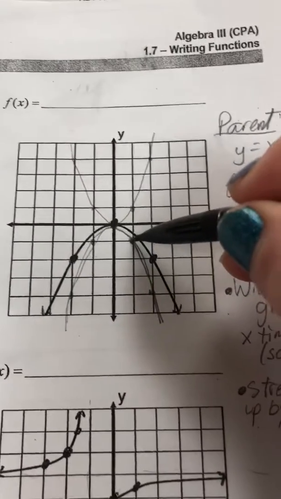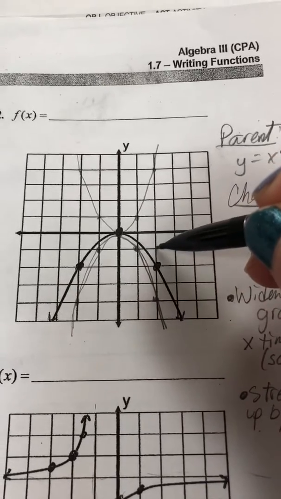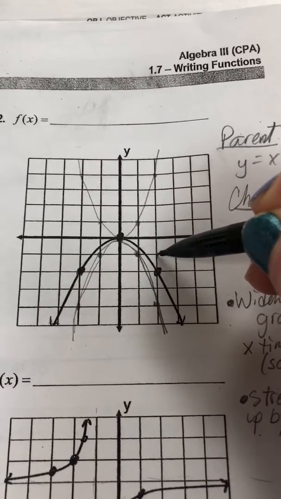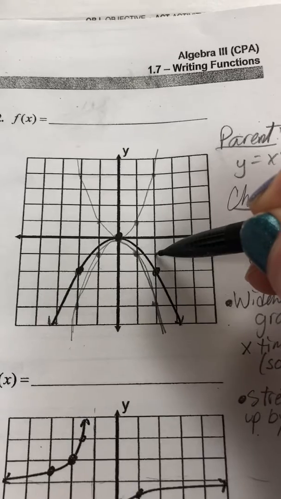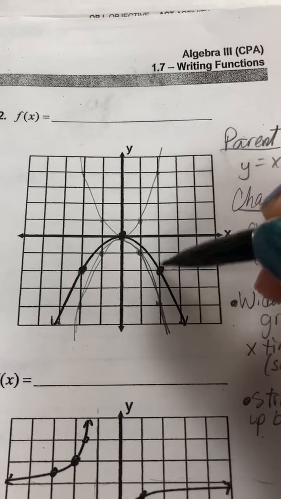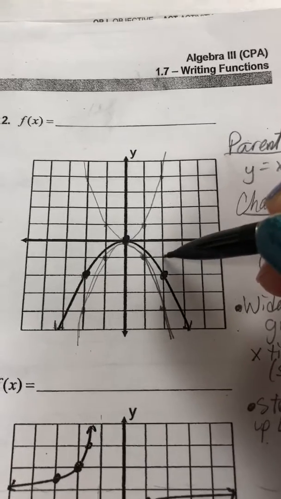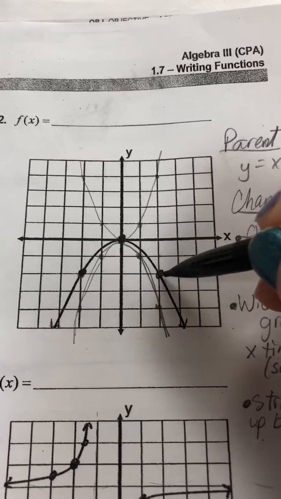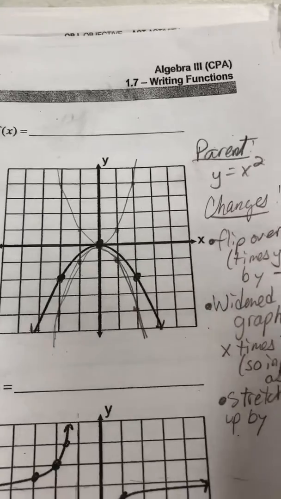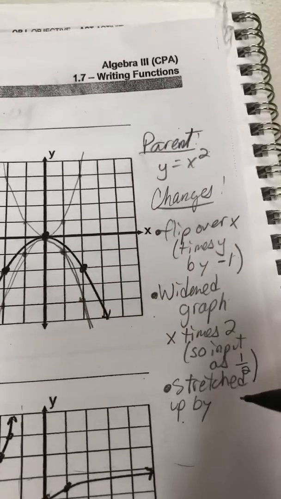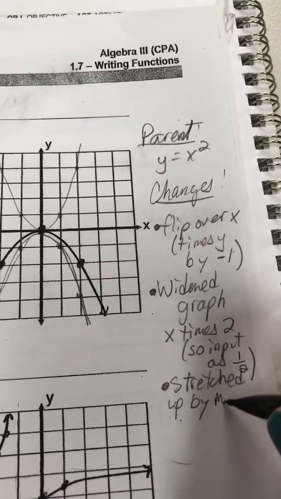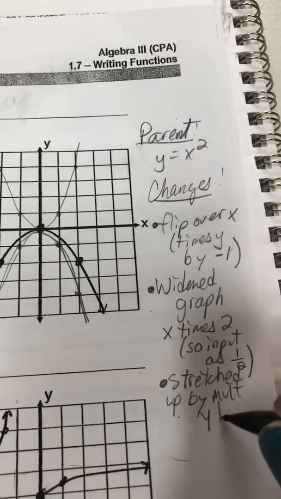But that's not the only change that has happened. So that would just put my point here, multiplying the x by 1/2. And the point is not here, it's down here. So I'm also stretching the y's. The y was at 1, now it's at 2. So I'm going to be multiplying my y's by 2. So, stretched up by multiplying y by 2.